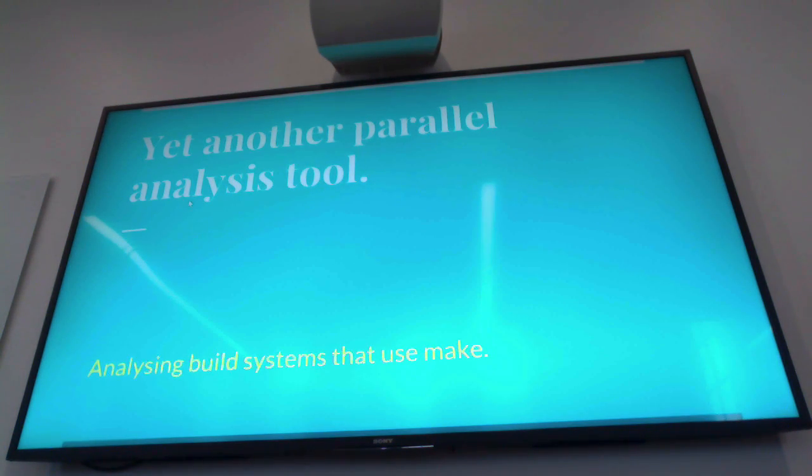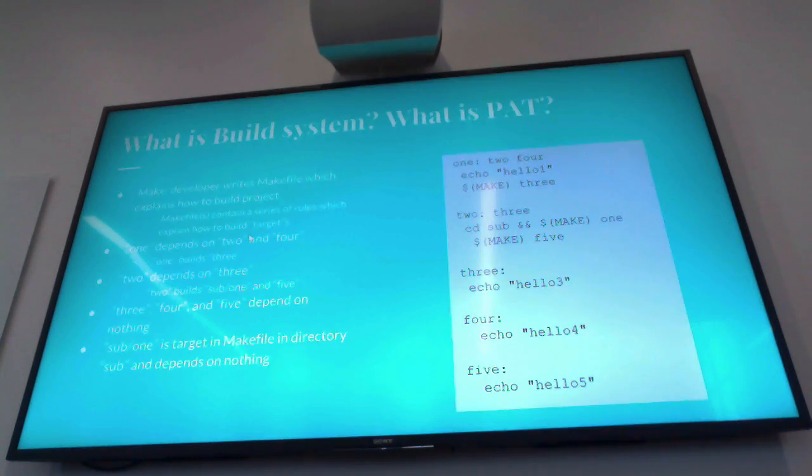Okay. All right, I'm going to talk about what I've been working on lately, which is yet another parallel analysis tool. This time for build systems that use make. Just in case you don't know what make is, you probably do, we'll refresh your memory. Make is a build system, and the developer writes a makefile, like the one on the right, and this makefile tells make how to build your project. Here you can see this makefile doesn't actually build anything, it just echoes things for demonstration purposes.